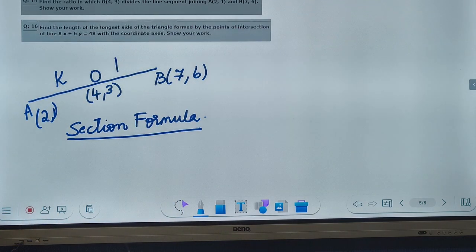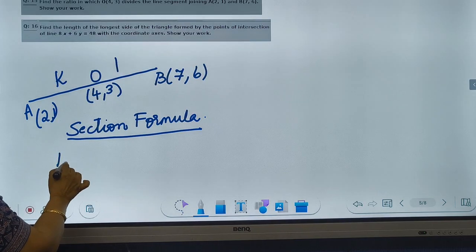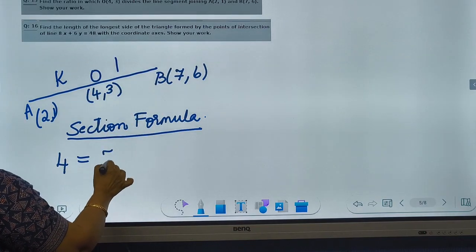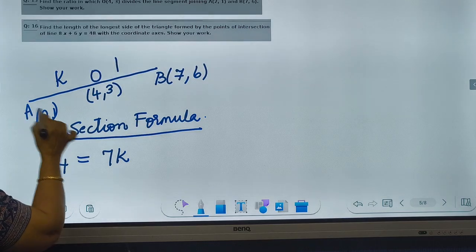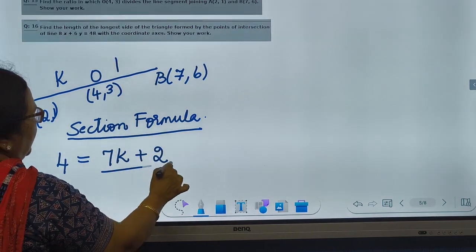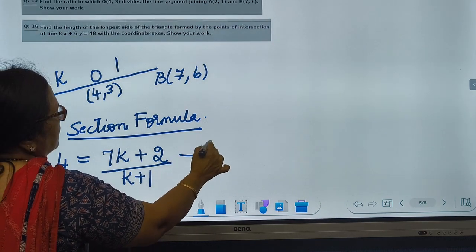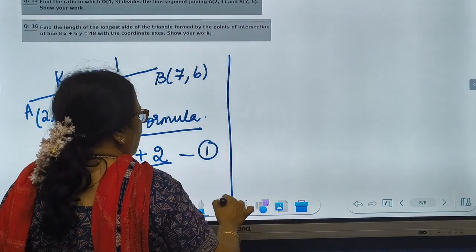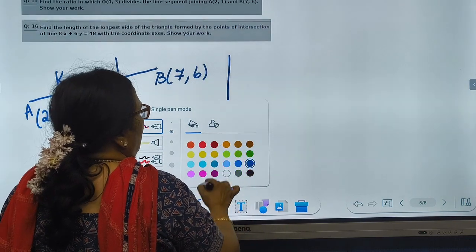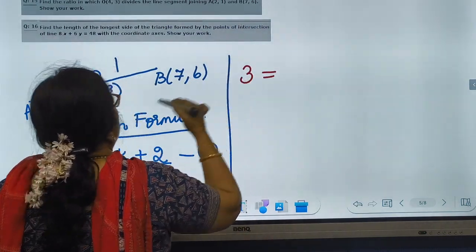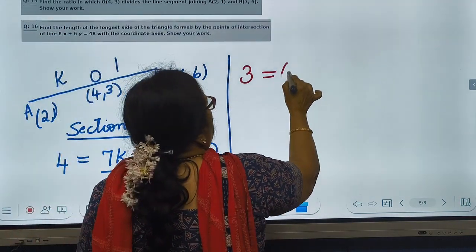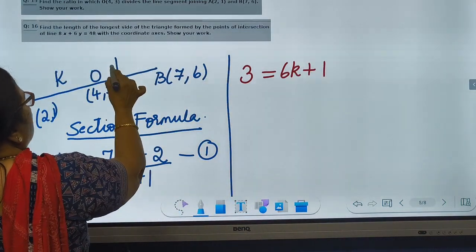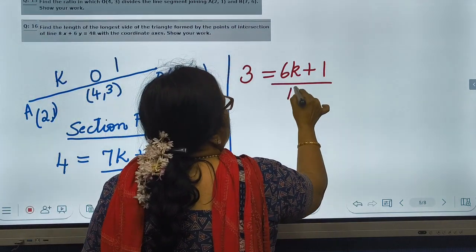So by using the section formula, what will I get? 4 is equal to (k times 7, 7k, plus 1 times the x coordinate, which is 2) by k plus 1. Okay, and then now take the y coordinate. If I consider the y coordinate, I will get 3 is equal to (k into 6, 6k, plus 1 into 1) by k plus 1.